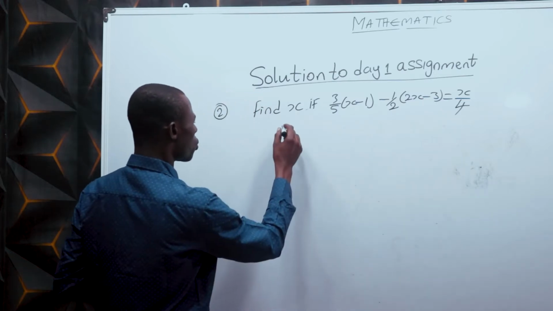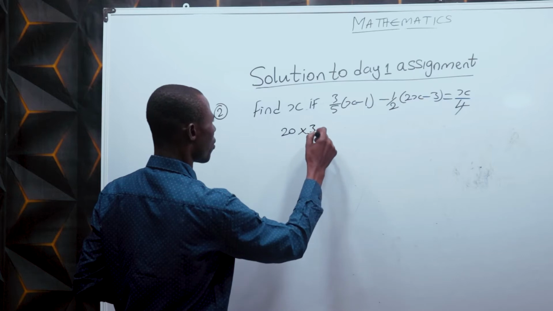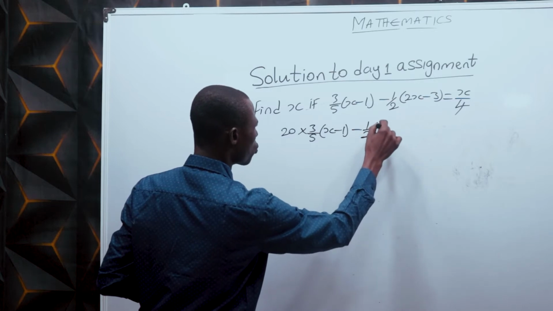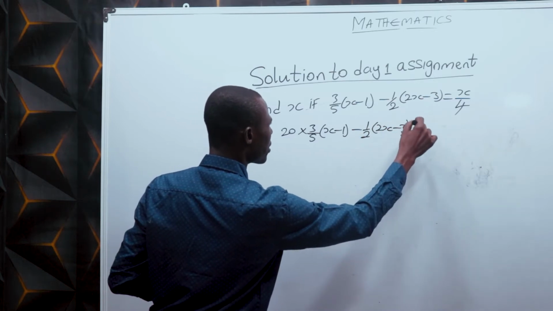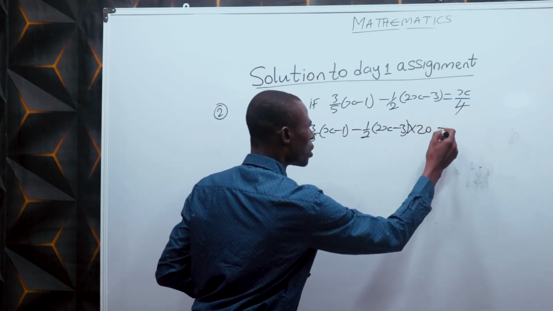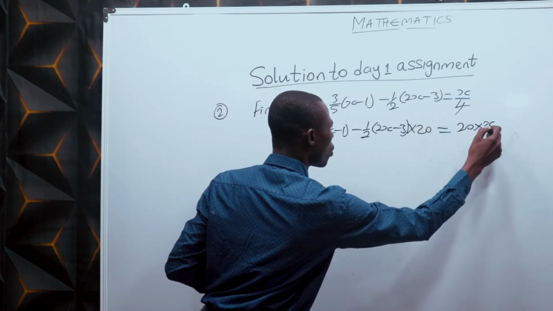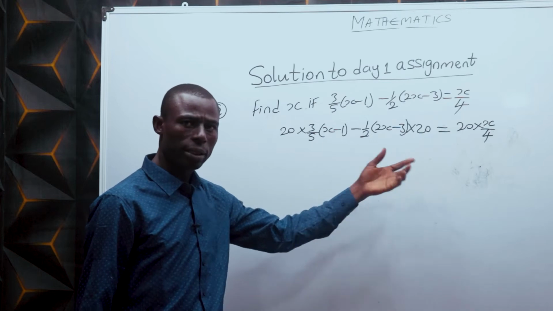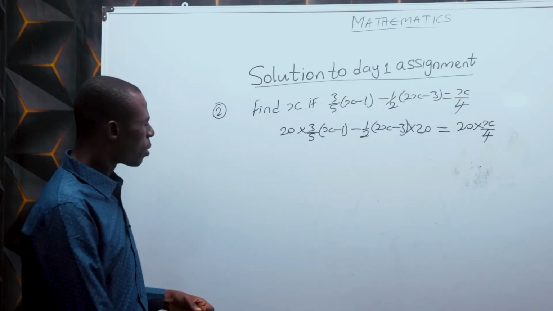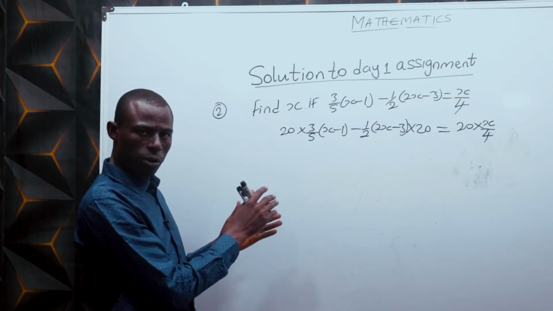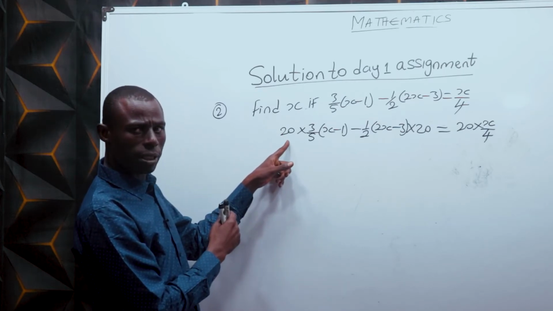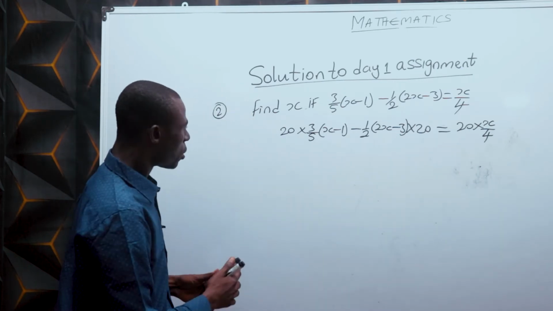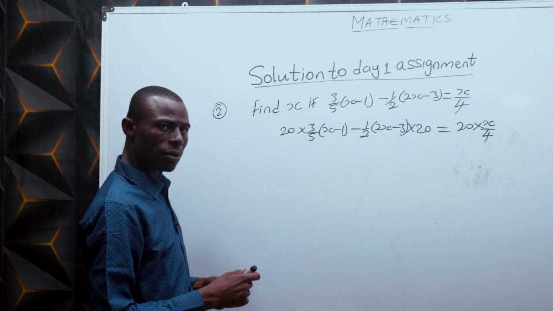So you say 20 times 3 over 5 into (x minus 1) minus 1 over 2 into (2x minus 3) times 20, which is equal to 20 times x over 4. So, now that we multiply each term by the LCM, which is 20, take note of something. 20 comes in front here. That 20 comes to the back here. It comes to the front here. It can be anyhow. Just multiply each term by the LCM.